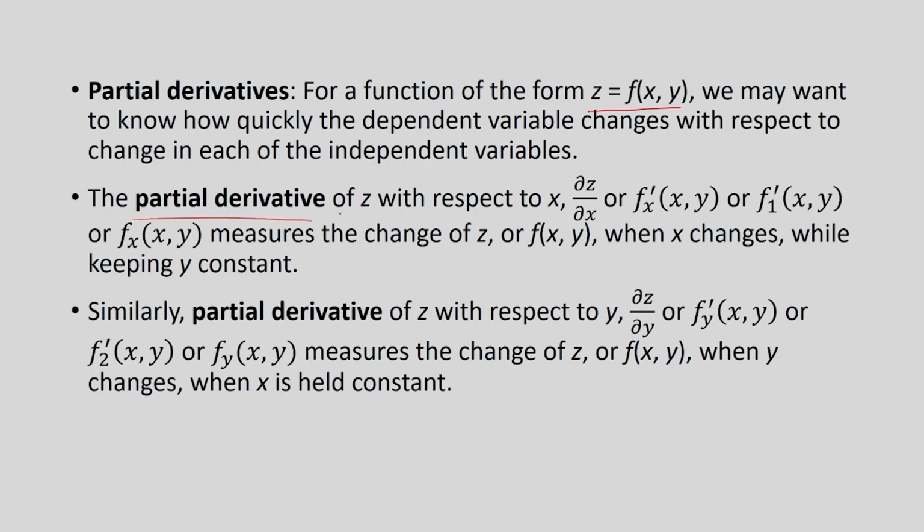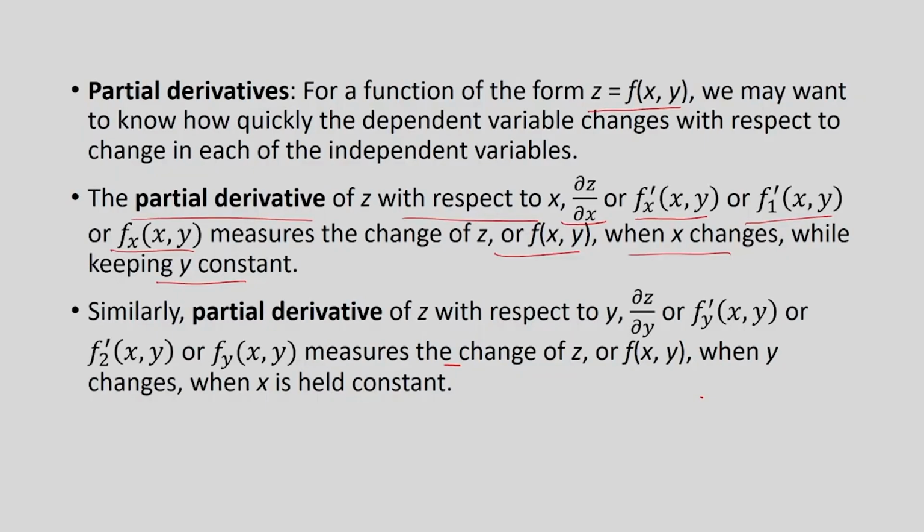The partial derivative of z with respect to x is denoted by ∂z/∂x, or f'_x(x, y). This is another way to denote the same thing, or f'_1(x, y). Why 1? Because x is the first variable. Or more explicitly, f_x(x, y). These are all denoting the same thing, which is the partial derivative of z with respect to x. It measures the change of z, or f of x, y, when x changes while keeping y constant. The interesting thing to note is that when we are taking the partial derivative of a function with respect to a particular independent variable, we are assuming that the other independent variables do not change.